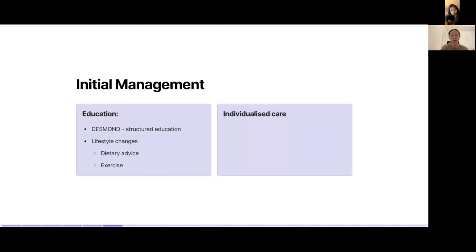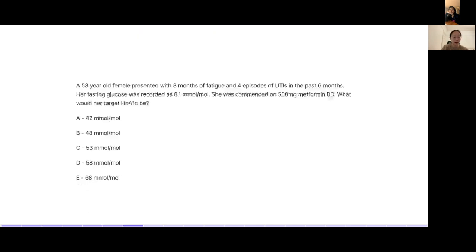Okay, so moving on. The initial management actually for type 2 diabetes is always conservative. The classic stepwise ladder we use in medicine, so from conservative to medical to surgical, which isn't as relevant here, but the same idea. So we want patient education, and some people can just control their type 2 diabetes without any medication, such as by changing their diet and exercising more. And nowadays, DESMOND is a structured education program we can use for patients to optimize their type 2 diabetes. And we also want to ensure there's individualized care.